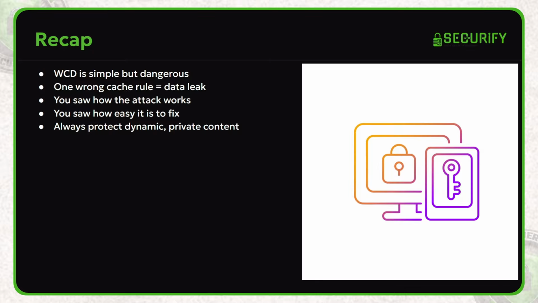Let's wrap this up. We learned that web cache deception is how one small mistake in caching can leak private data and how attackers can turn that into a full account takeover. You also saw the demo in action where a simple crafted URL exposed sensitive information through the cache. And the good news is the fixes are simple. A few right headers, clear cache rules, and proper URL handling can prevent all this damage.